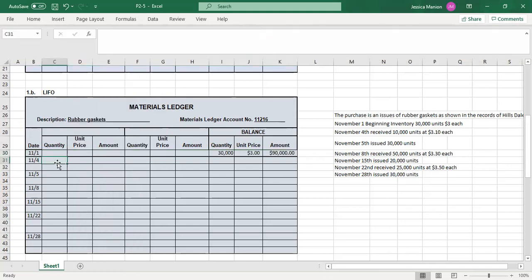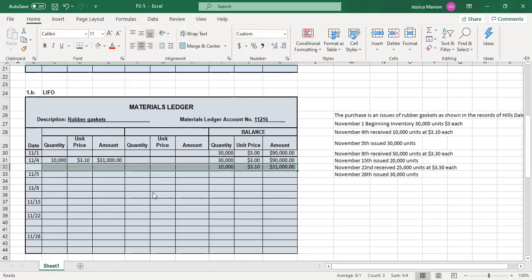All right. So now November 4th received 10,000 units at $3.10 each. So now we have 30,000 that cost us $3 each. And we have 10,000 that cost us $3.10 each. All right. That's what we look like after receiving those units.